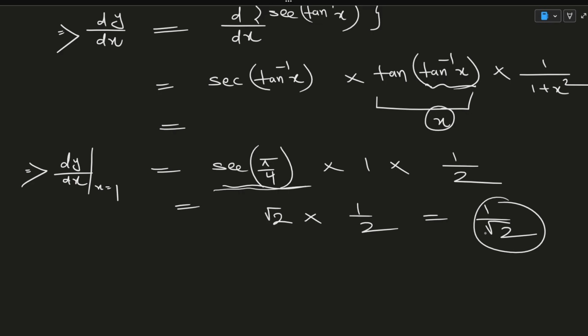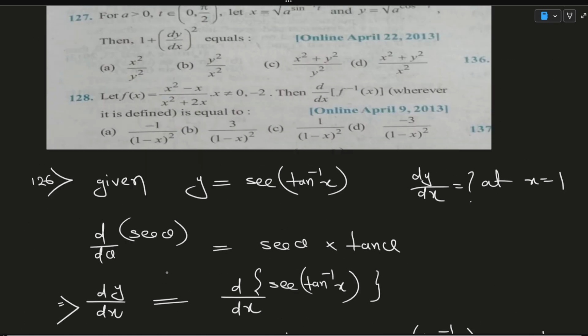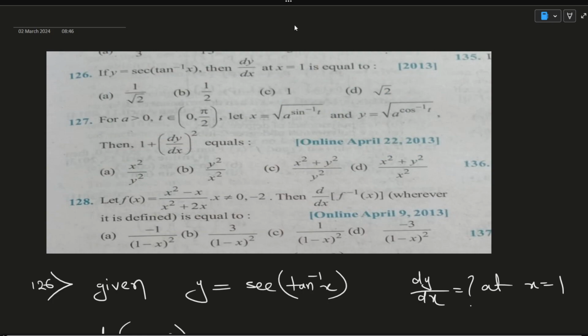Now we'll check our options. Option A here is the correct one, that is, we got 1 by root 2. Now we'll see another question, that is question 127.